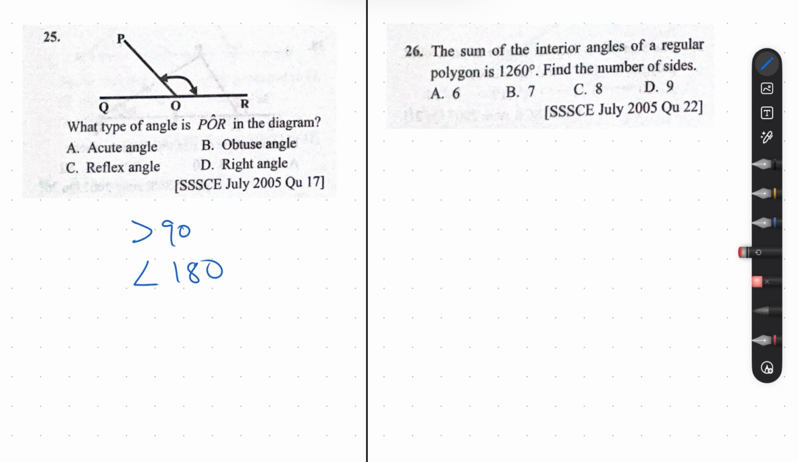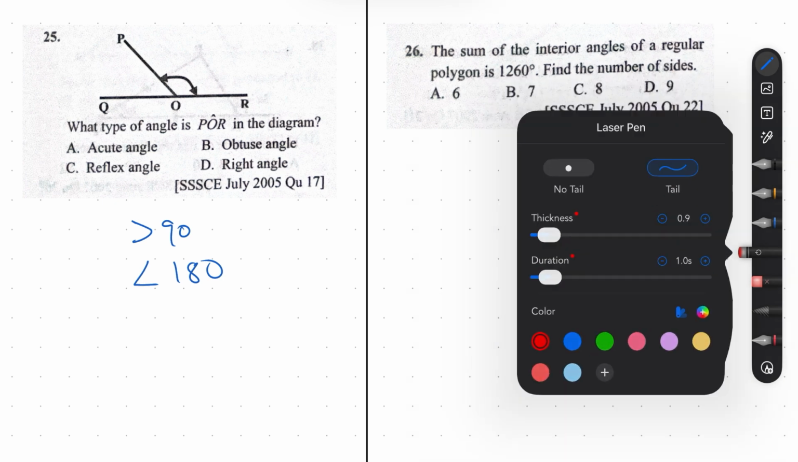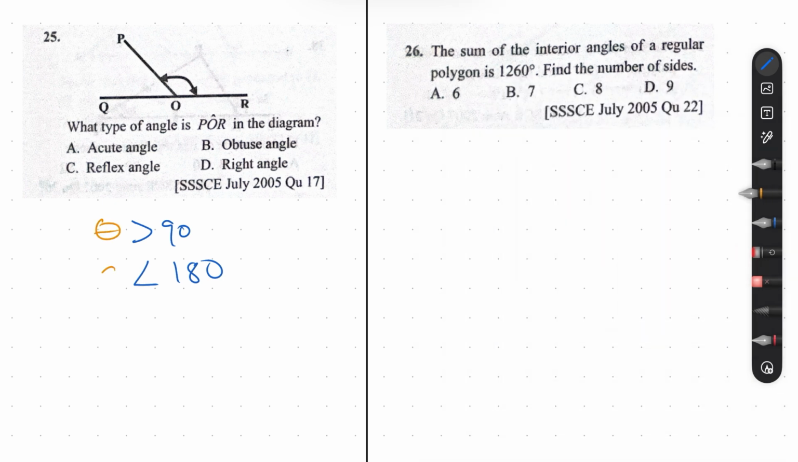So what kind of angle does this rule, less than and greater than, fulfill? If an angle, let's call the angle theta, is greater than 90 and at the same time it is less than 180, it is an obtuse angle. That is what an obtuse angle looks like. This is the rule of an obtuse angle. It is greater than 90 and less than 180, so it is between 90 and 180. All right, let's move on to question number 26.